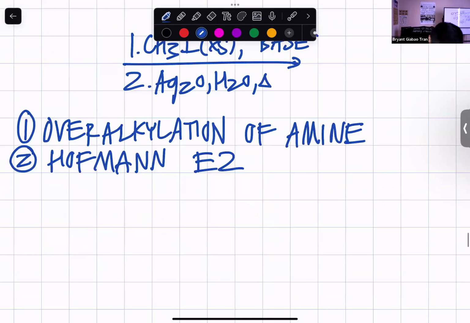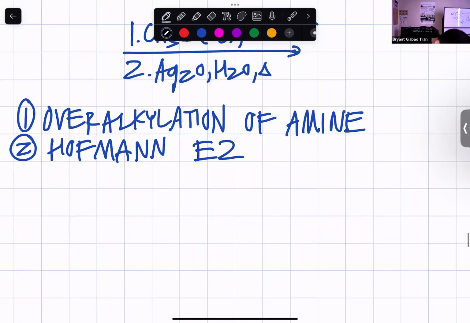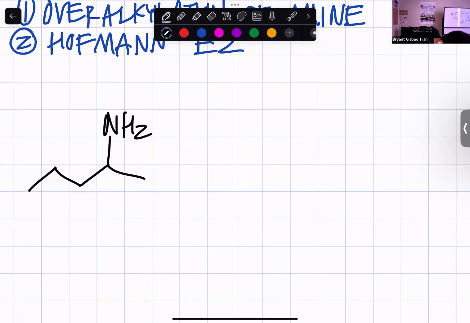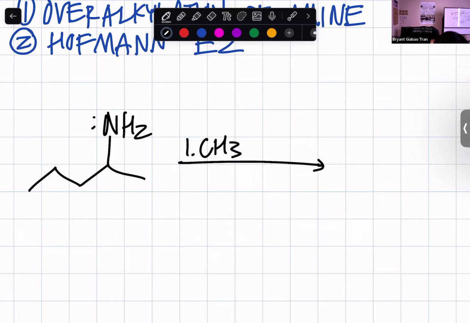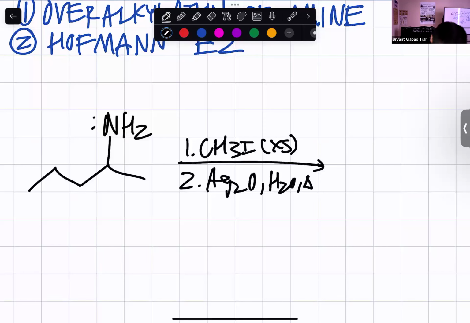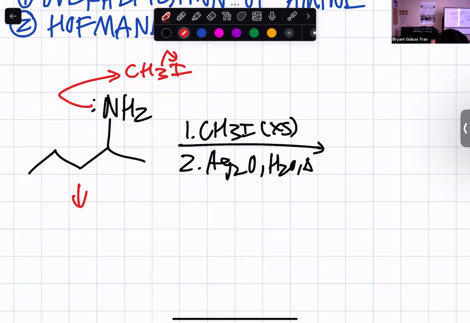here. So I'm gonna give you guys a simple example. Let's say we have this amine right here. And I have these two reagents. The first step is going to be CH3I excess. Second step is going to be Ag2O, H2O, heat, right? So the first step is going to have this amine act as a nucleophile, attack the CH3, kick out the I for SN2 reaction.